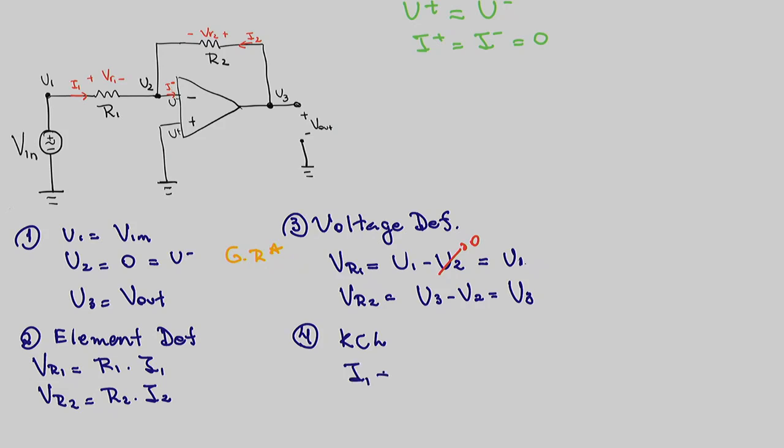I1 plus I2, which are coming into the node, equals I minus. Do we know I minus? Yeah. We know that I minus is 0. Definition of the amplifier. Golden rule number 1. That tells us that I1 equals negative I2. You guys are rolling. Great.